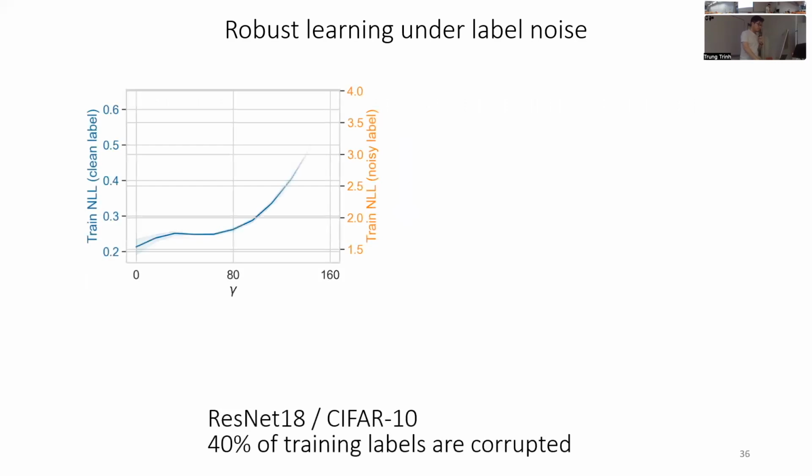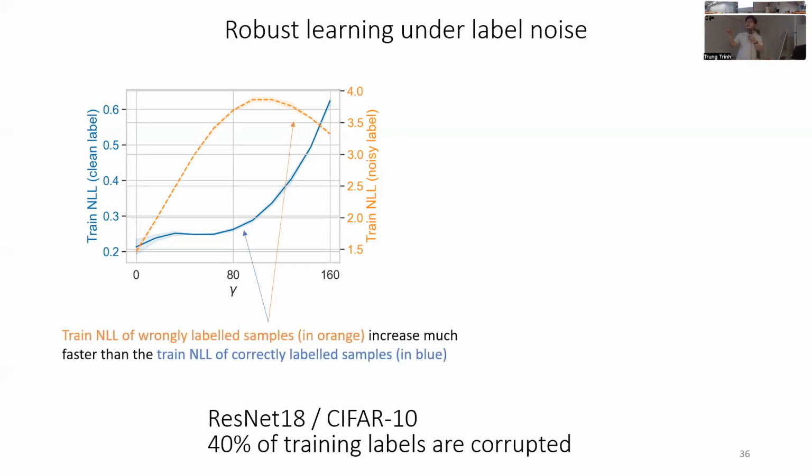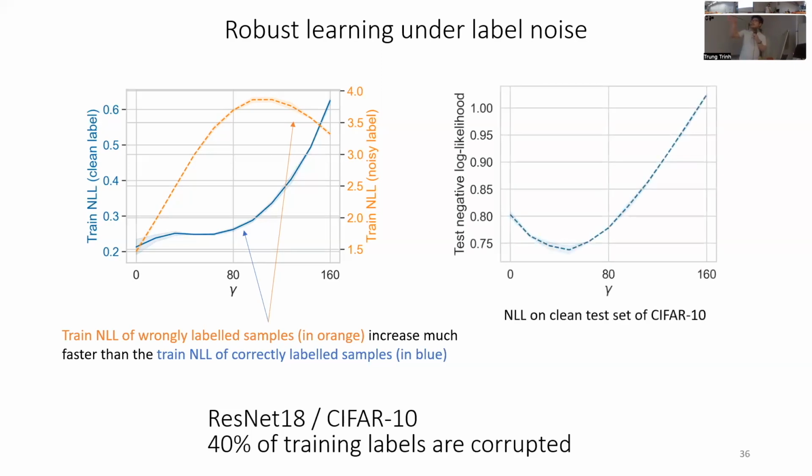On the left plot, we show the average negative log likelihood of the training samples with correct labels in blue and incorrect labels in orange under different gamma values. Here we can see that as gamma increases, the training negative log likelihood of the wrongly labeled samples increases much faster than that of the correctly labeled samples, indicating that at high gamma values, the model failed to learn the training samples with wrong labels. And in the right plot, we can see that because of the phenomenon we see on the left plot, the test negative log likelihood also achieves the best performance under a high gamma value, close to 80 here.